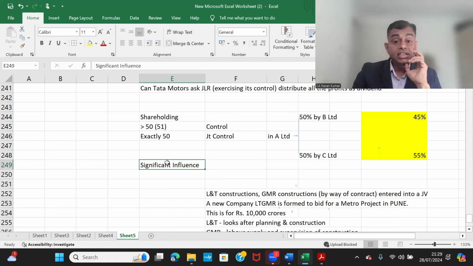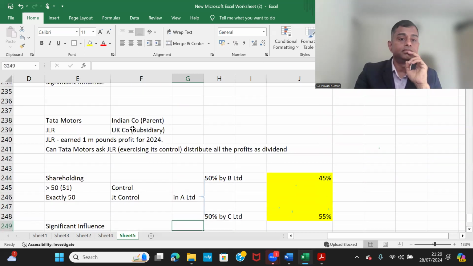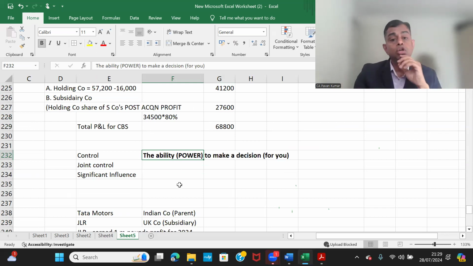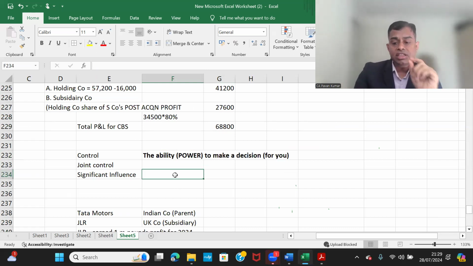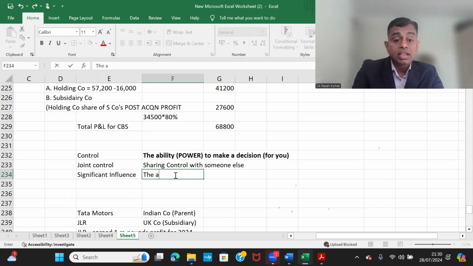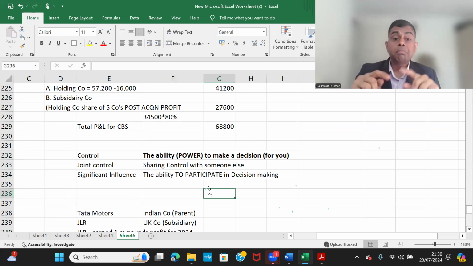Significant influence. This I told you, the ability, the power to make a decision. Significant influence is, this is sharing control with someone else. This is the ability to participate in decision making. I cannot make a decision, but I can participate in decision making. Then it is called significant influence.